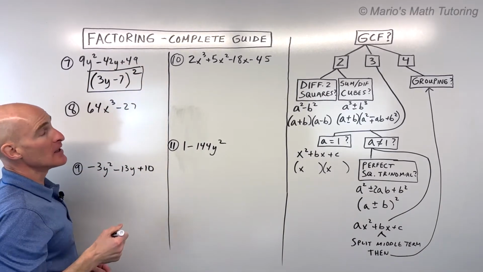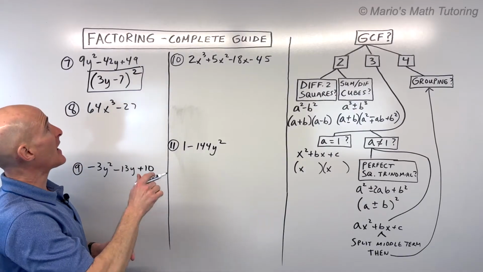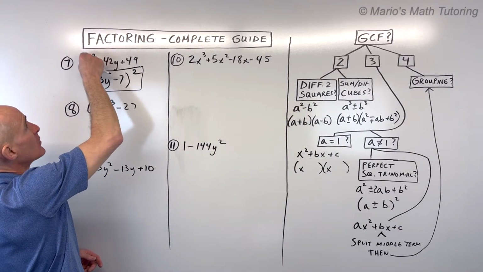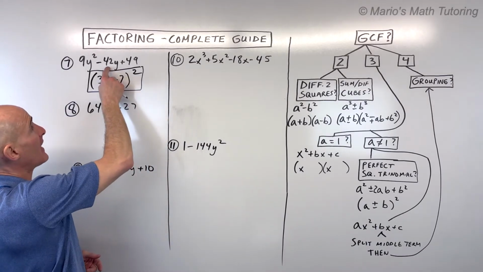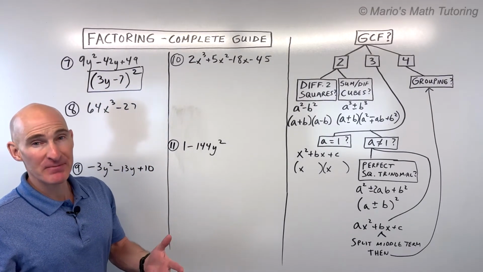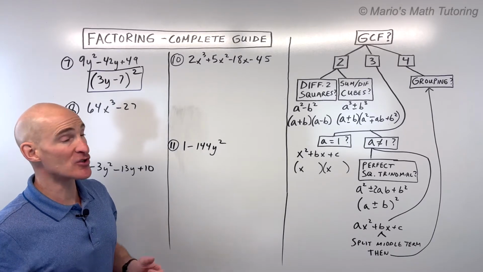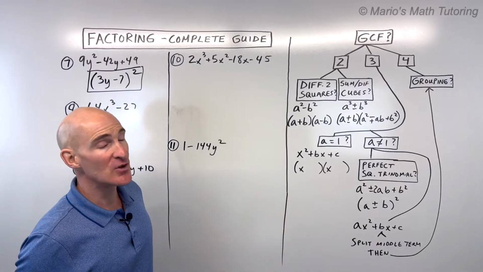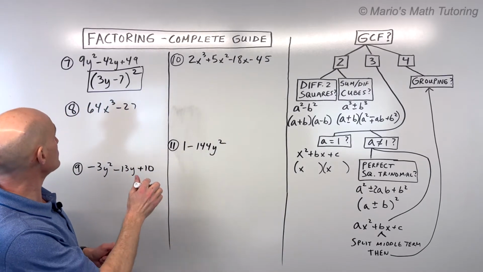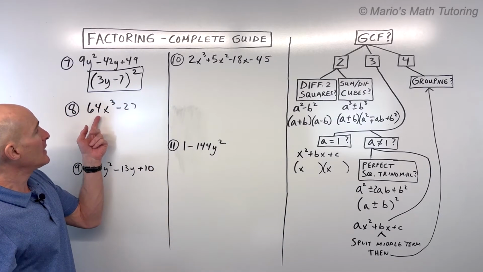So that's a good one to catch because if I had to do the AC method, I have to say what is 9 times 49, that's a really big number. What multiplies to that but adds to negative 42, it would be very challenging because the numbers are so large. But if you recognize and catch it's a perfect square trinomial first, you can save yourself a lot of time and energy.